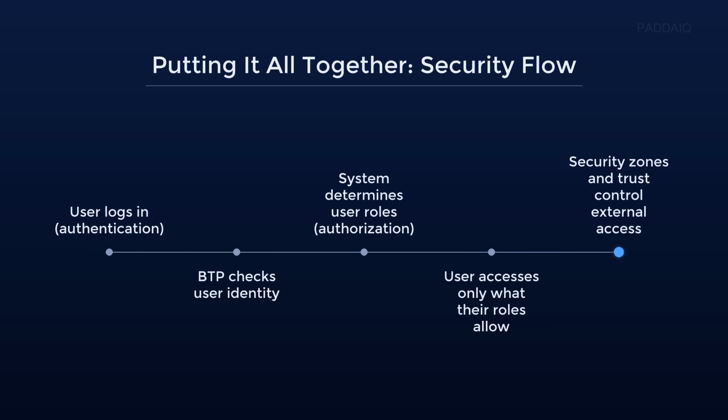Security zones and trust control external access. This means you group systems into secure areas and define which ones can communicate. For example, a development zone might be blocked from directly accessing the production zone containing live customer data. This setup ensures only approved, secure connections are permitted between different environments.